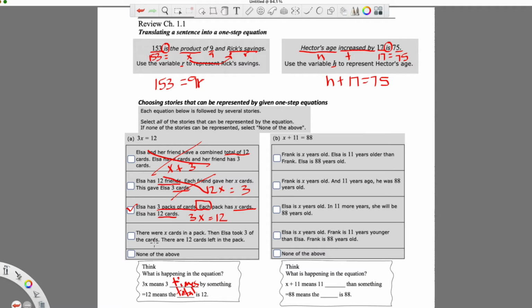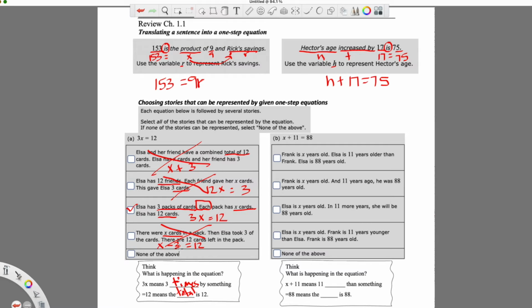So there were X cards in a pack. All right, so we have so many cards in a pack. And Eliza took 3 of the cards. There are 12 cards left in the pack. So there were this many in the pack. She took 3. That means we're taking them away. We're subtracting them away. And now she has a total of 12. So this one does not work because it's subtraction instead of multiplication.